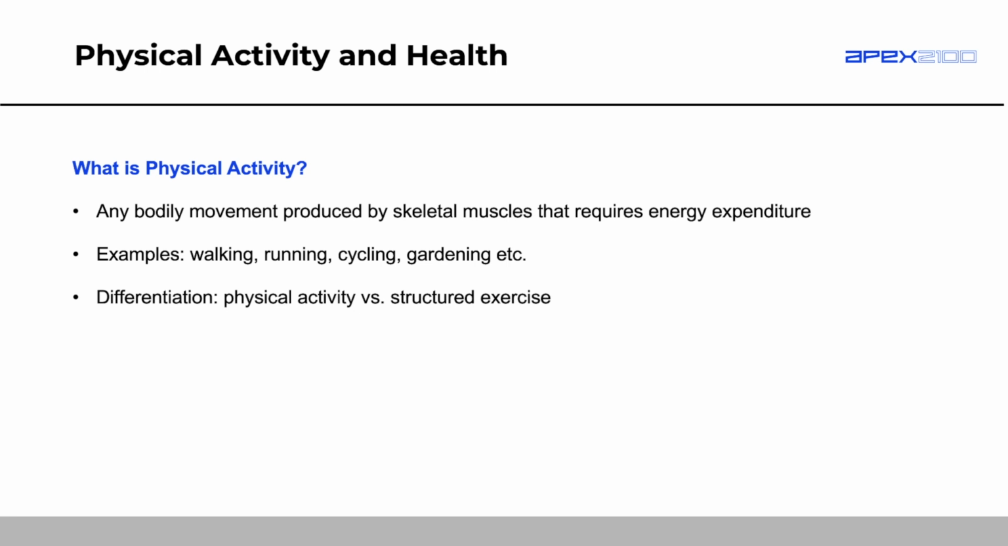And this can be walking, running, cycling, gardening, just moving around the house. And there's an important differentiation to make, and that is what is physical activity versus what is structured exercise. So, structured exercise is when I make the conscious decision of going to the gym to do a workout, going for a run to do some sort of exercise or physical activity.